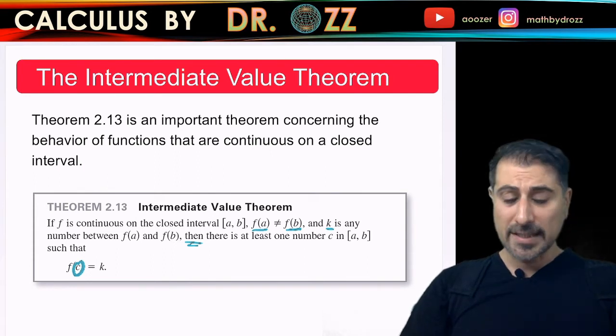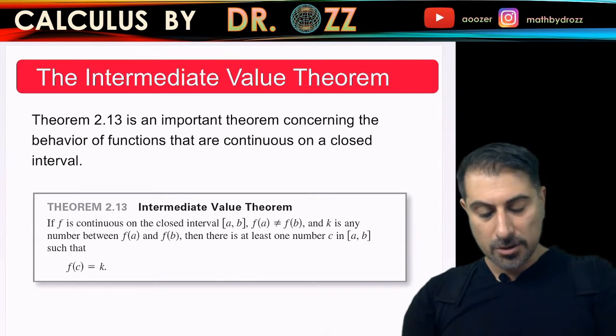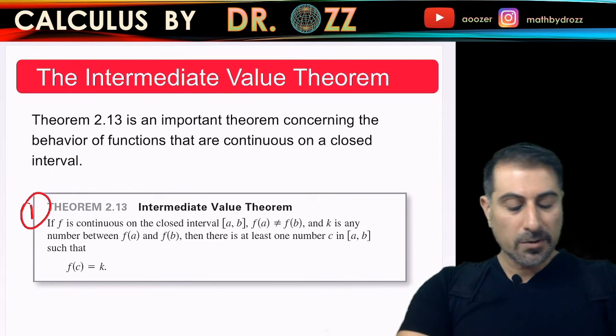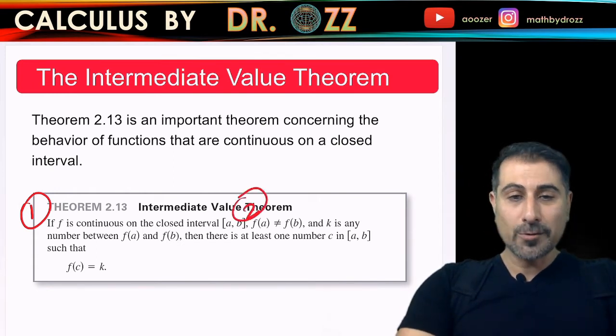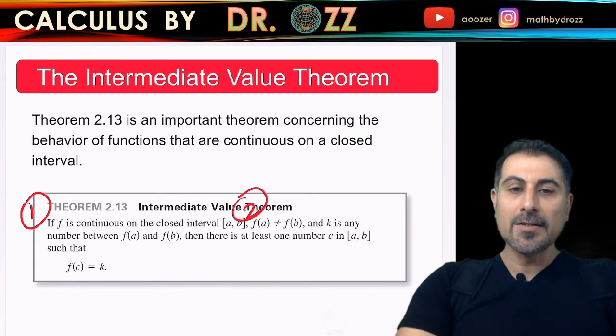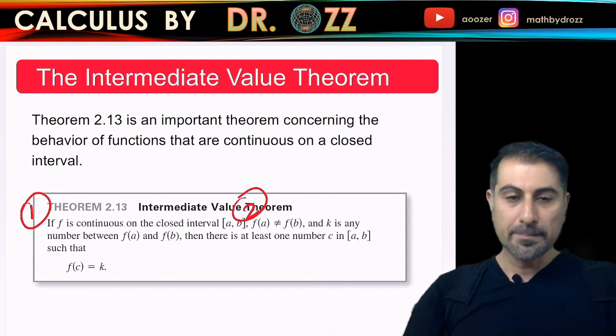And what are the conditions again? Number one, let me just list here. Number one condition is that we want f to be continuous on the closed interval. And number two, we want f of a not to be equal to f of b. So as long as these two conditions are satisfied, there's always an intermediate value that's achieved at least one number c in the interval a and b.